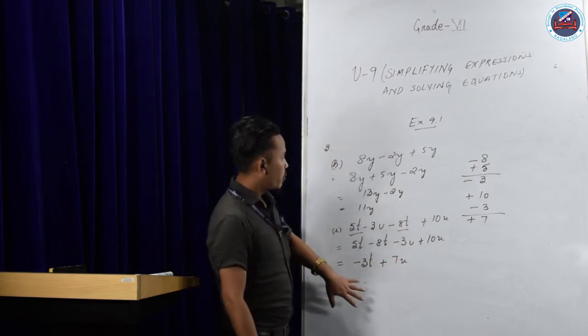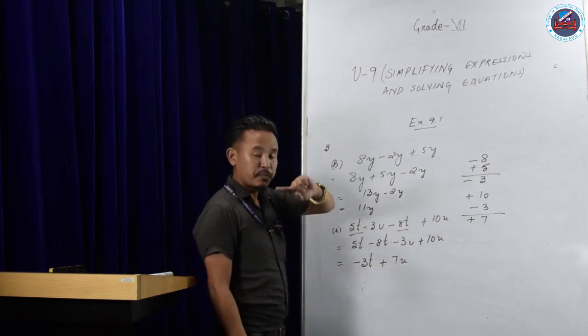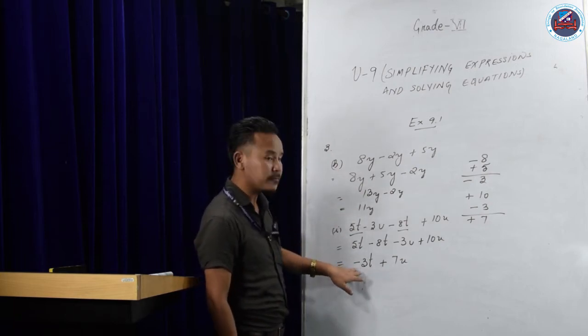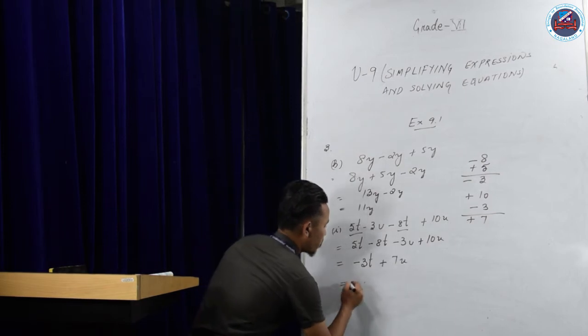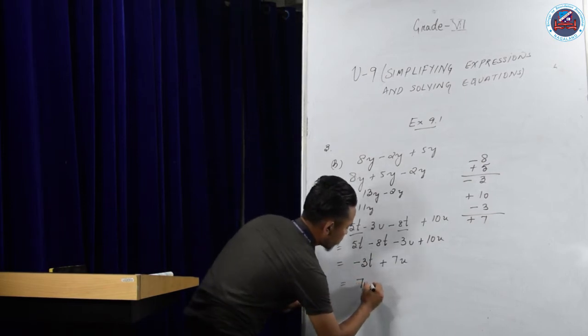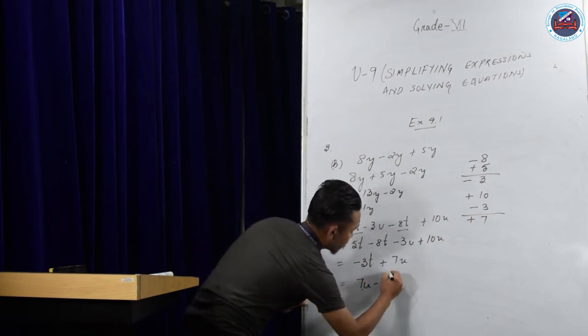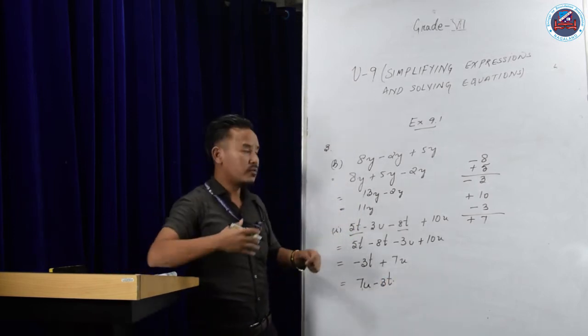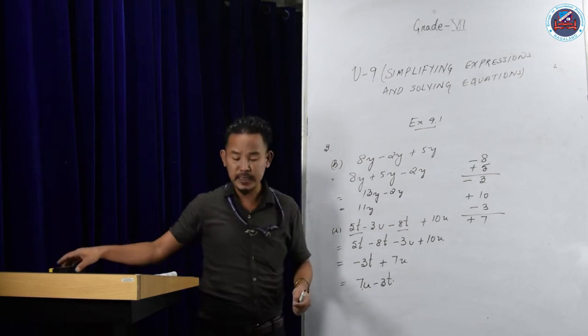Now, as we have done in the previous question, question number 1, since we have the negative term here, a negative integer, we will shift it. That is 7u minus 3t. Thank you. Now we'll go to the next exercise, that is 9.2.